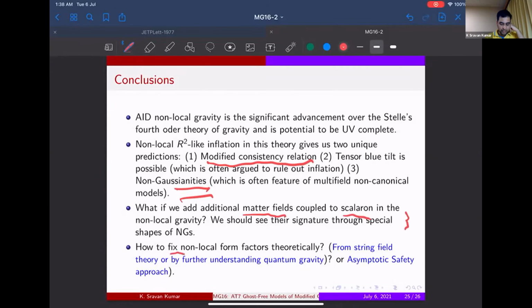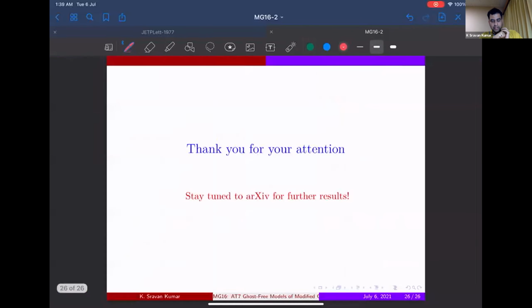Another theoretical challenge is that there are these non-local form factors, that is, you have R F of box R and Weyl F of box Weyl, and this F of box, where does it come from? For the moment we do not have a principle to derive these form factors theoretically, but surely understanding more about string field theory or some other approaches like asymptotic safety, we may be able to constrain this F of box, in which case we can put precise predictions about inflationary observables. Thank you very much.